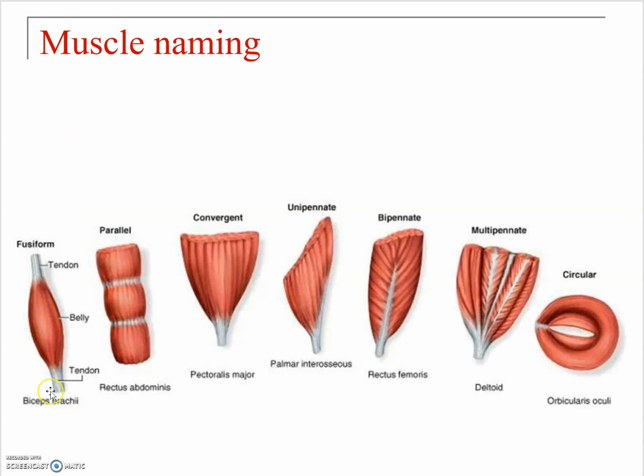So if you look at the muscles in here, you see the fusiform muscle, and you see parallel muscle fibers in a fusiform muscle held together, and they're tapered at the end. And this muscle over here is biceps brachii. Bi means two, ceps means head. So this muscle has two origins because they have two different heads, and they're located on the brachium.